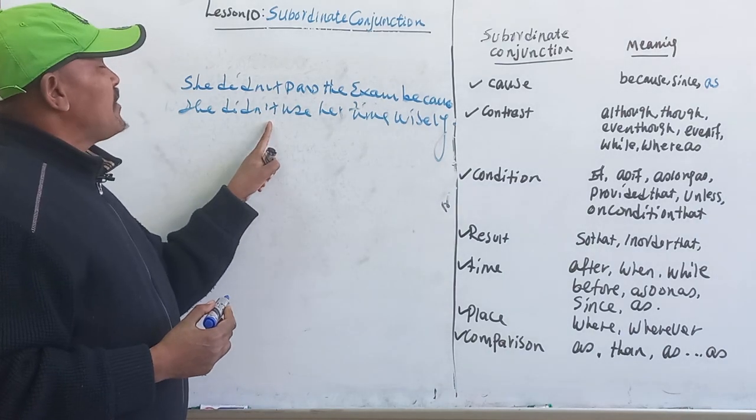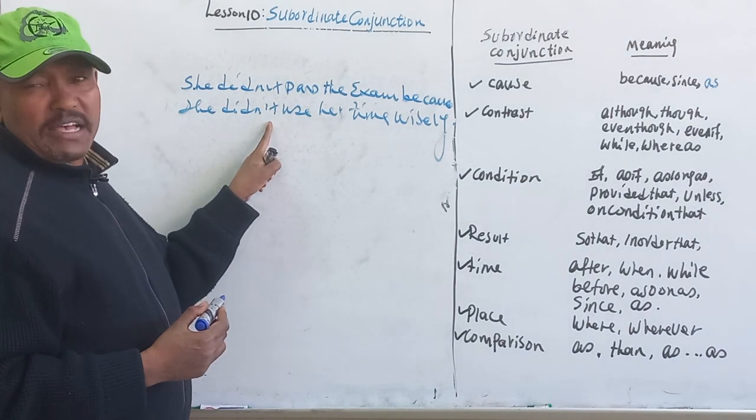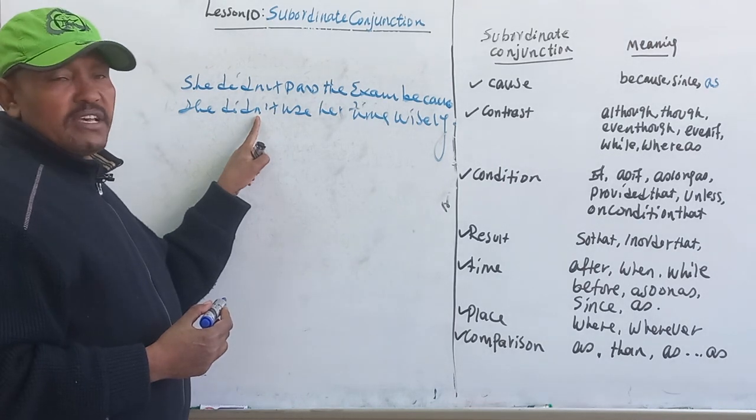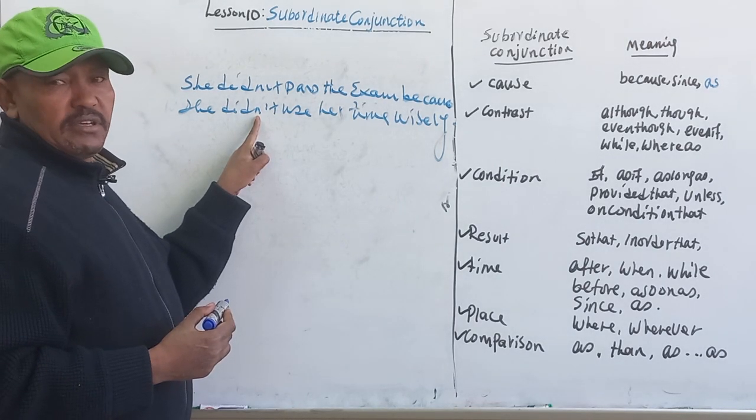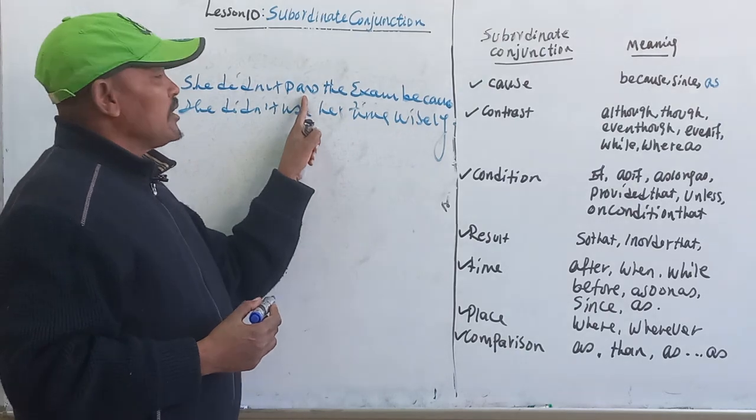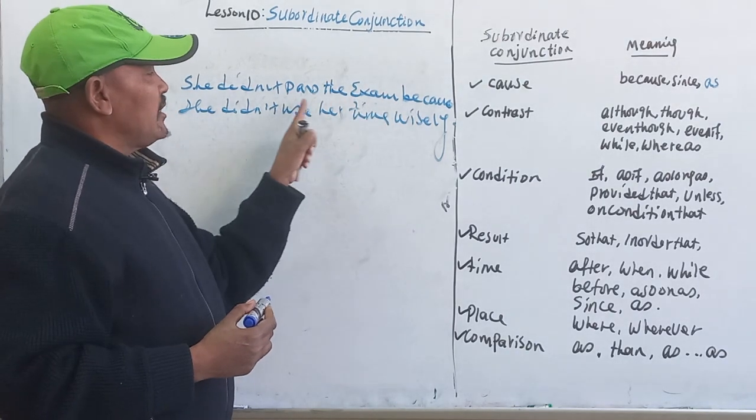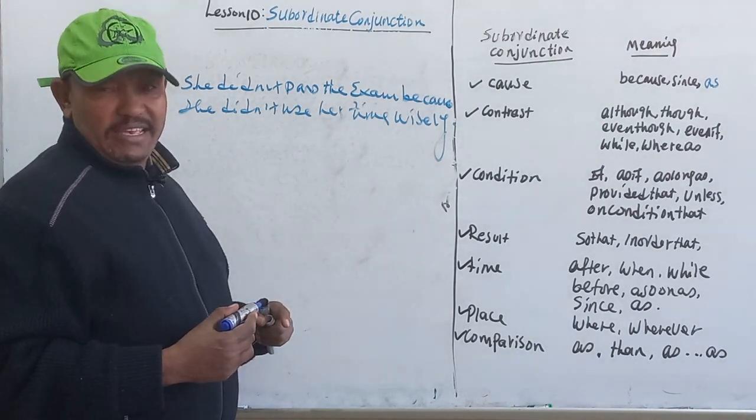So that's why she failed the exam. Why she didn't pass the exam? The reason is here. Because she didn't use her time wisely. Because of these reasons, this problem happens. So I can just combine this kind of sentence with what? Because.